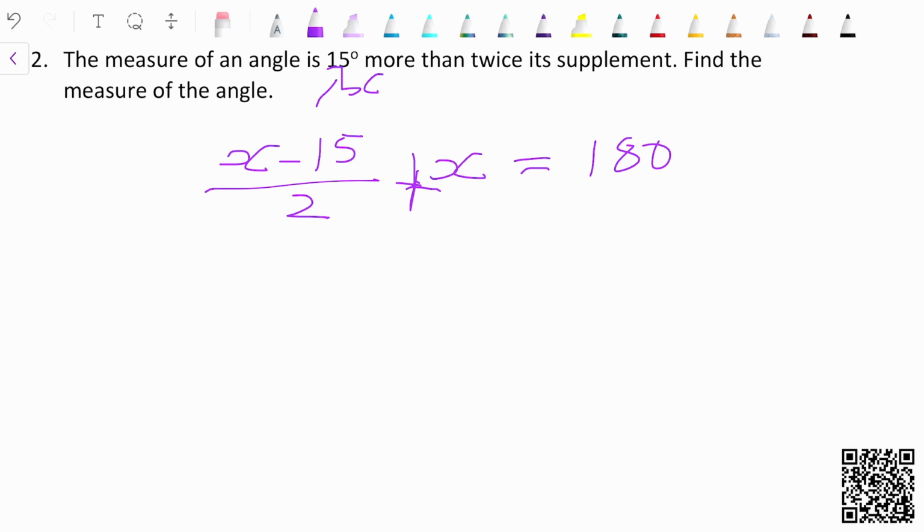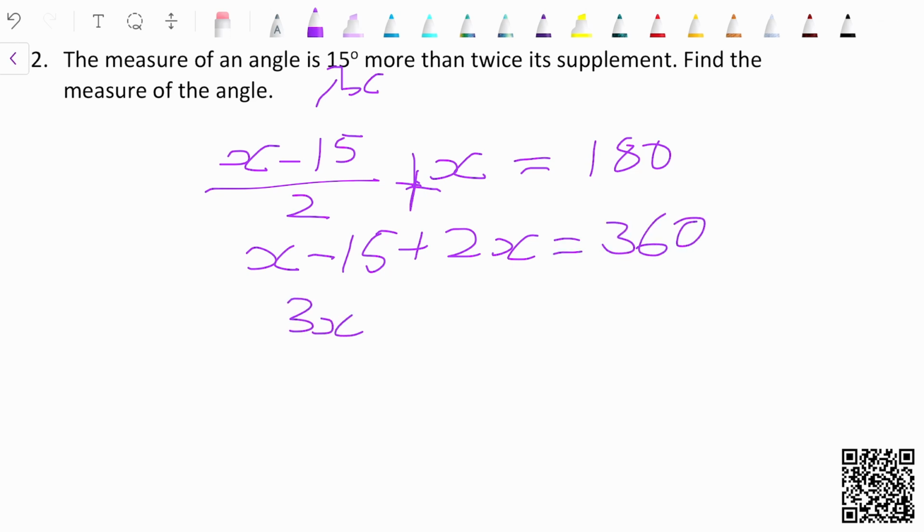And now we solve. There are a multitude of ways to solve this algebraic equation, but I'm going to start by multiplying both sides by 2. So 2x plus x minus 15 is equivalent to 360. Combining the x's, 3x, plus 15 on this side, 375. x is equivalent to 125 degrees. Our x is equivalent to 125 degrees.